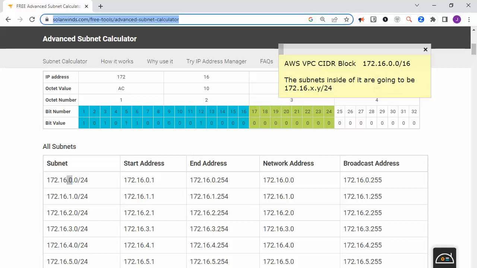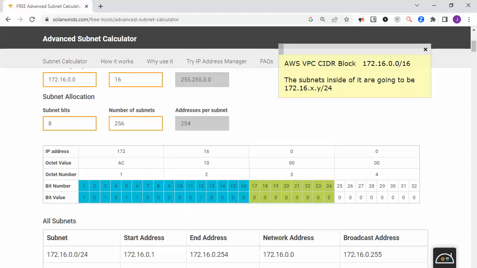This calculator is very important because it allows you to take a look at what the actual subnets are going to be. But as you can see, if you use a CIDR block of /16, and then your subnets use a CIDR block of /24, the CIDR block is going to be like this.